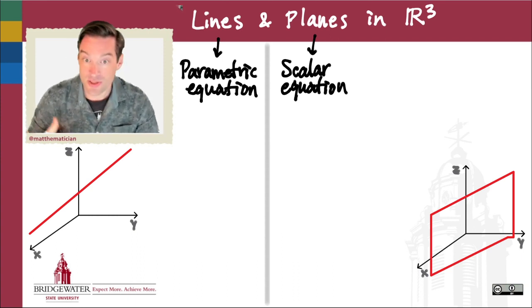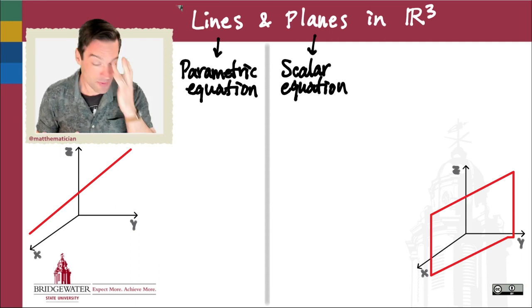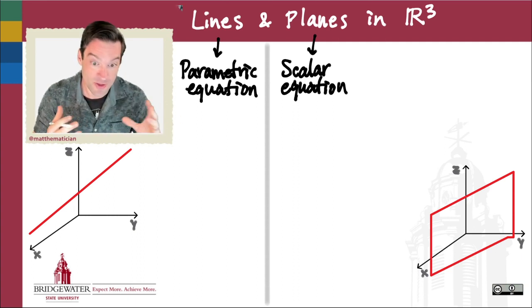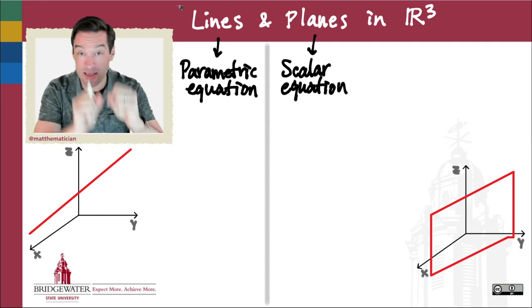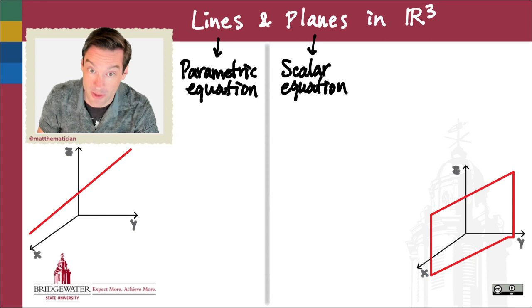The kinds of equations we'll use for planes are going to feel more familiar. They're going to be scalar equations. We're going to see a plane as a level set, a level surface of a function of the 3 variables x, y, and z. So it'll be some function of x, y, z equals a constant. That's going to be what our equations for planes are going to end up looking like.